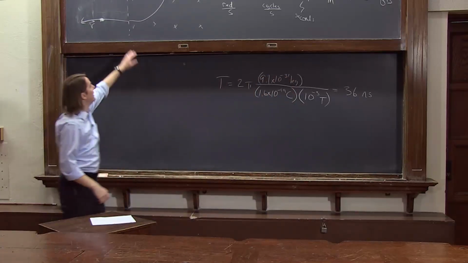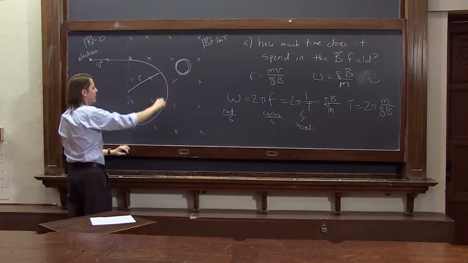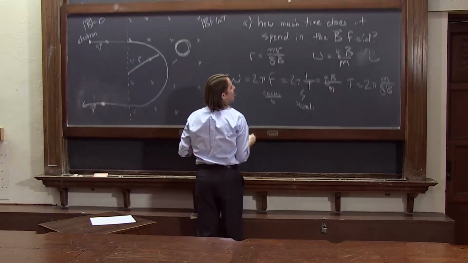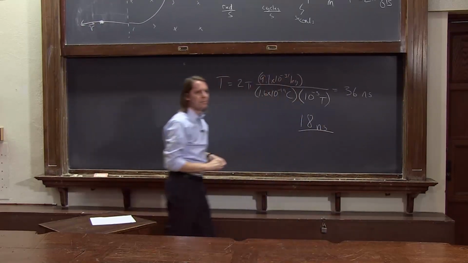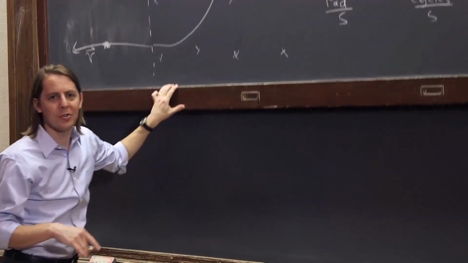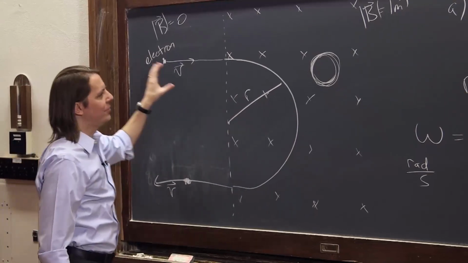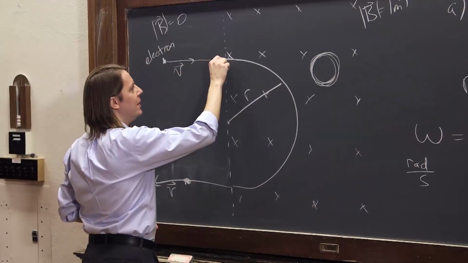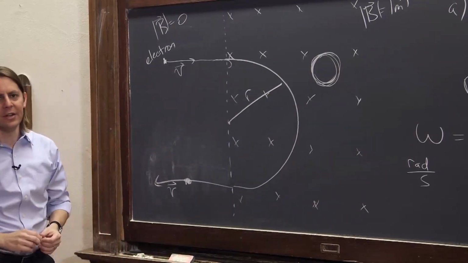That's not the answer. That's the time it takes to go all the way around the circle. But our path is only halfway around the circle, because once we go halfway around, we come out of the field. So the real answer is simply half of that, 18 nanoseconds. If the electron flies in, it doesn't matter what its initial velocity is. It can be going really fast or really slow. It's going to go through here in 18 nanoseconds. All that matters is the properties of the electron and the magnetic field. If it's going really slow, it'll just do that. If it's going really fast, it'll make a bigger circle, but it'll always take 18 nanoseconds.